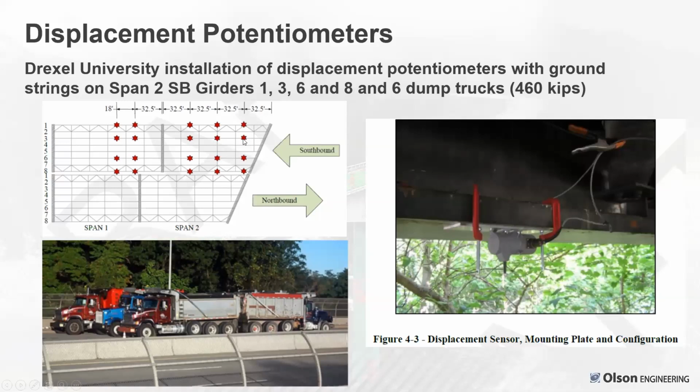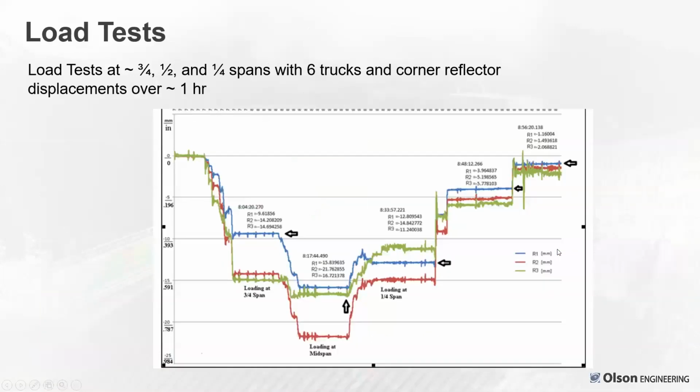So we had reflectors set right at this position on girder 3, the mid-span position, and the quarter span position as well. Shown to the right is the system used by Drexel with a displacement sensor that had a string going down to the ground with a heavy weight to show the movement as the load trucks went by. That was a string potentiometer system to do that.